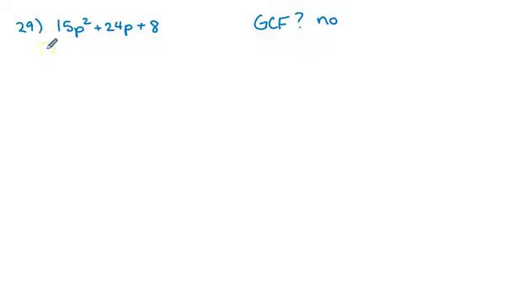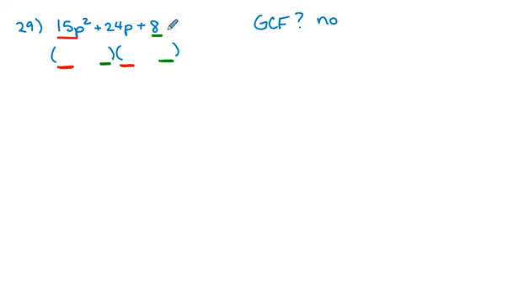So now we're left with trying to factor this into two binomials. And we want the first two numbers to multiply to give us 15p squared. So there are some choices like 3p and 5p, 15p and 1p. And then we have choices as to which one we put where. And then for the last two numbers, they need to multiply to give us 8.